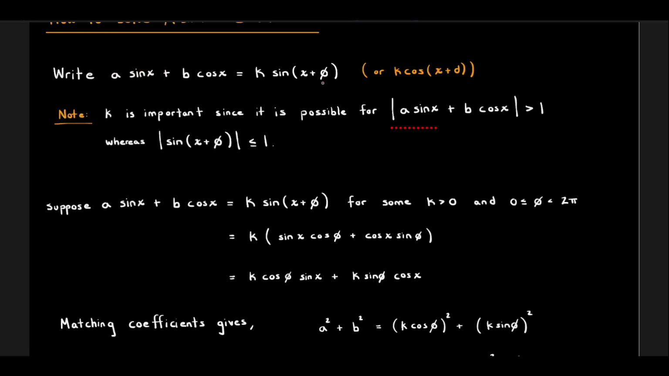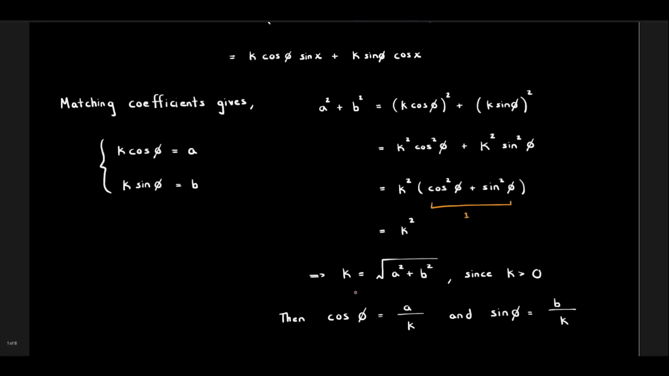Now let's talk about how we get our angle. To get our angle, I'm going to go back to these two equations, and I'm going to solve for cosine phi and sine phi just by dividing by k on both sides. And what we get are these two new equations: cosine phi equals a over k, and sine of phi equals b over k.